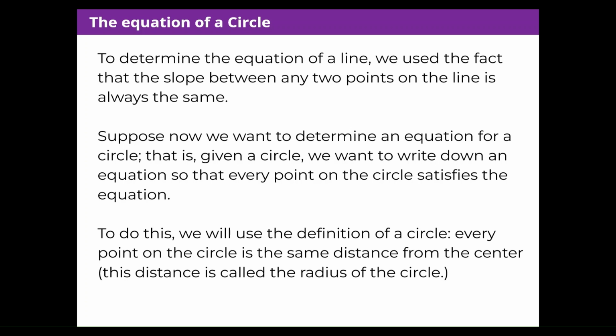First, we're going to start with the geometric definition of a circle, which is that the distance from the center to any point on the circle is always the same. We're going to use this fact to derive an equation of a circle, which is an equation that the coordinates of any point on the circle will satisfy, will make true.